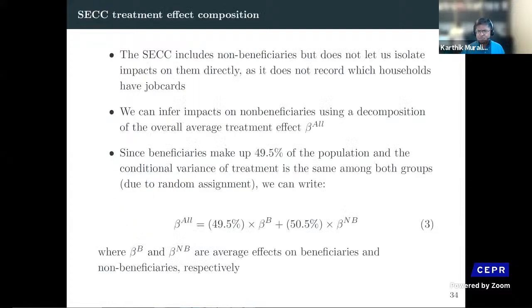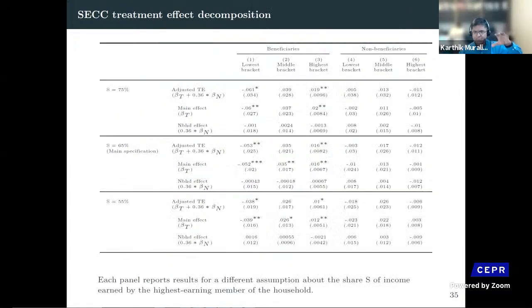So we do this in two ways, right? There's an SECC crosswalk that we can do, and I won't spend too much time. The bottom line is it shows that in the SECC data, most of the benefits of poverty reduction are going to those registered for NREGA. So even though the aggregate effect is positive, the bulk of this is in the beneficiary sample.